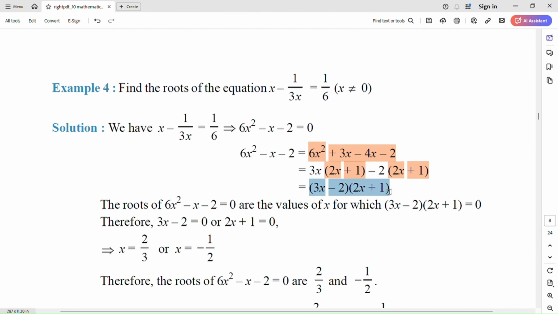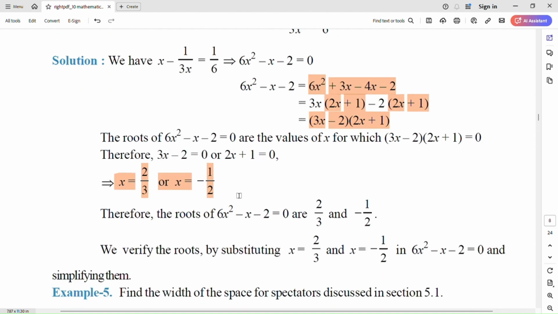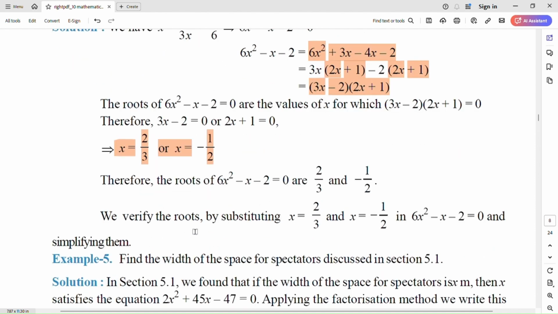Okay, we factorize here, and the roots are obviously x equal to 2 by 3 and x equal to minus 1 by 2. These are the roots. You should always verify by substituting these into the equation and see if the value is coming 0 or not. In case you make a mistake, you can correct it.